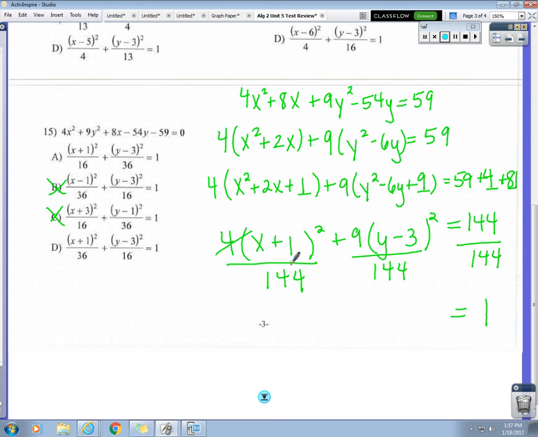Now let's reduce. 4 over 144 reduces to 1 over what? 36. So it's got to be d. D has the 36 under it. And then 9 over 144 must reduce to 1 over 16, which is right there. Correct? Okay, listen.